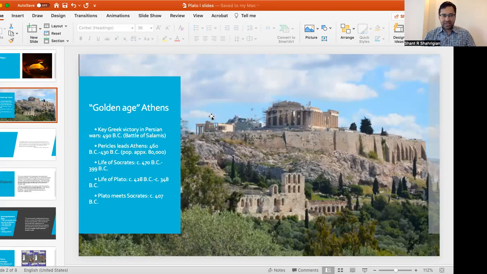So as I mentioned, Plato lived during a time known as Golden Age Athens. This is not a history class. You're by no means required or expected to memorize the dates on this slide, but I want to include them to just orient us in space and time as to where Socrates lived and where Plato learned from him. Golden Age Athens: we're talking 5th, 4th century BC, or before the Common Era.